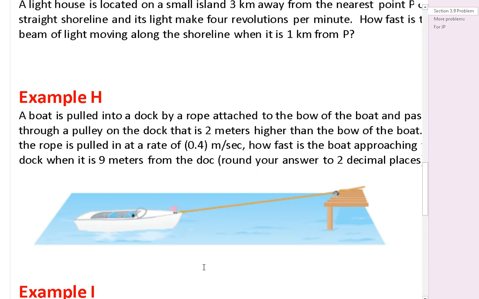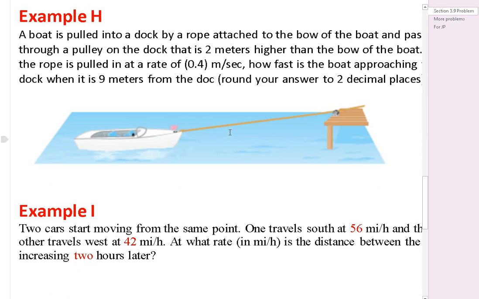All right, so continuing with related rates problems. A boat is pulled into a dock by a rope attached to the bow of the boat and passing through a pulley on the dock 2 meters higher than the bow of the boat. The rope is pulled in at a rate of 0.4 meters per second. How fast is the boat approaching the dock when it is 9 meters from the dock? Round your answer to 2 decimal places.